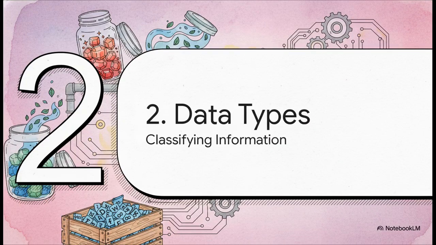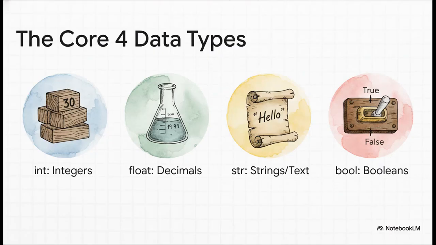So, we have our containers, our variables, but what are we actually putting inside them? That's where data types come in. You see, Python needs to know what kind of information it's dealing with. For now, let's focus on these core 4. We've got integers, which are just whole numbers, floats, which are numbers with a decimal point, strings, which is just a fancy word for text and they're always wrapped in quotes, and finally booleans, which are our simple logic values, just true or false. And these are super important because they decide what you can do with the data.